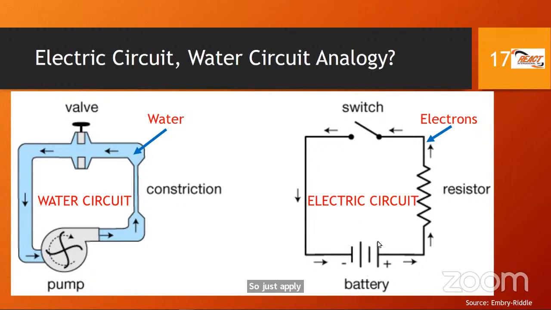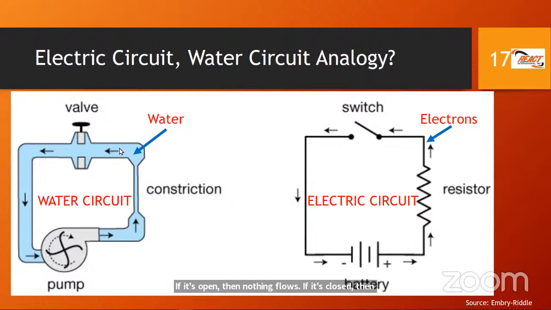The equivalent of the pump in the water circuit is the battery. The battery is pushing, it's pumping the electrons through. Of course, say you have a smaller pipe here, it's a constriction. Same thing, you have a resistor. It's a constriction for the flow of the electrons as the current tries to flow. And of course, you have a switch that turns on and off. If it's open, then nothing flows. If it's closed, then it starts to flow. What's flowing is the electrons.